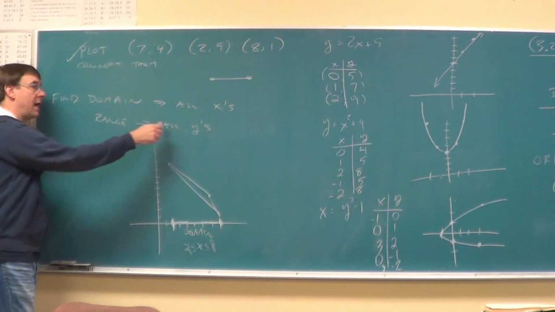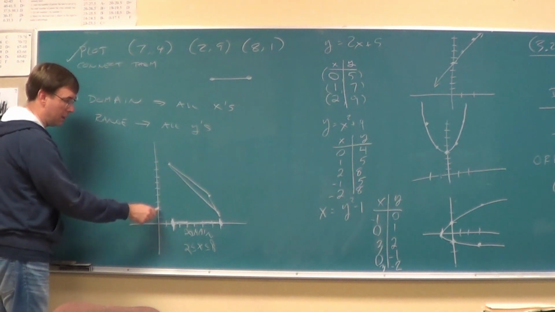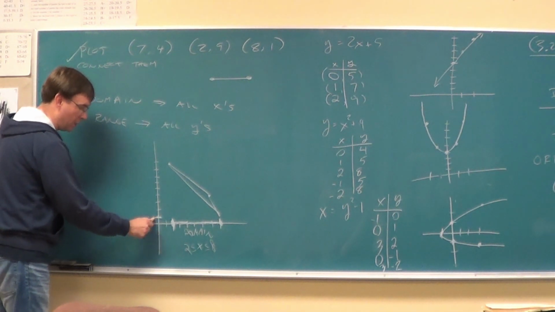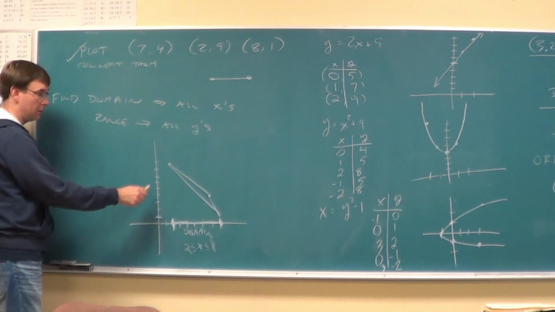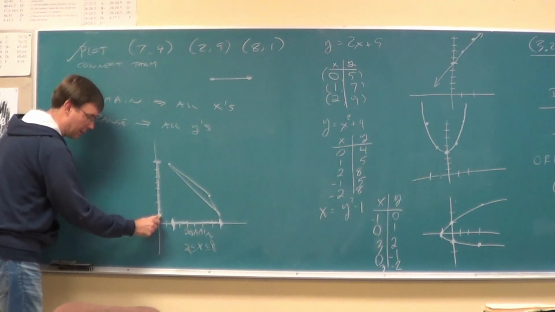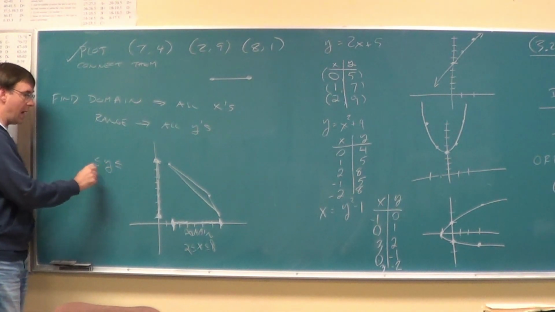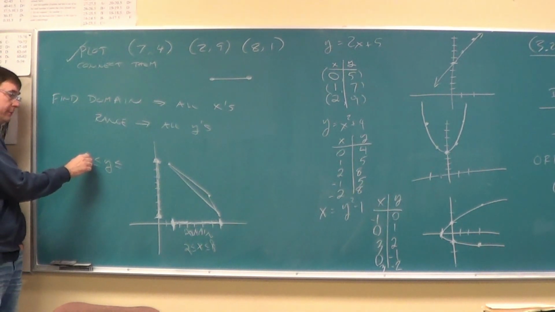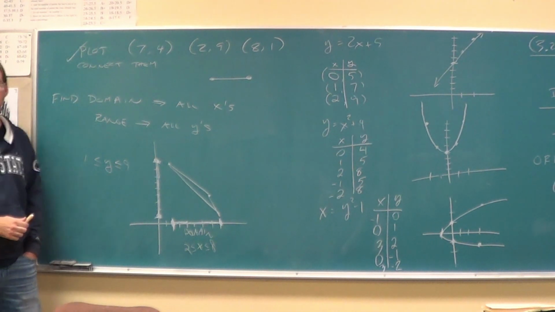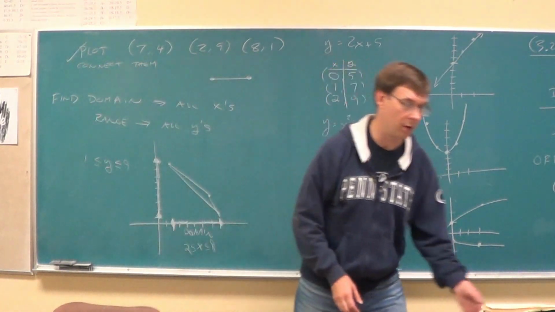For the range we check the y-axis. What's the lowest end of the range? 1. What's the highest end of the range? 9. So we could do something like this. There's the range. The range would be a y answer that I need to stay between. That's domain and range. That's not earth-shaking, I don't think. It's just a word.